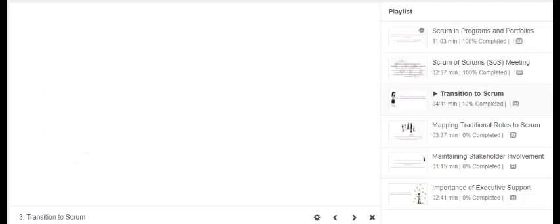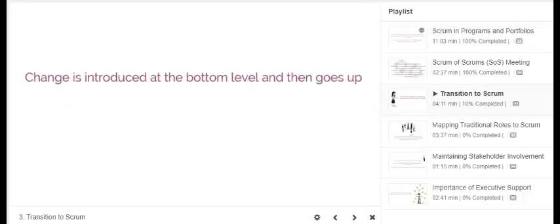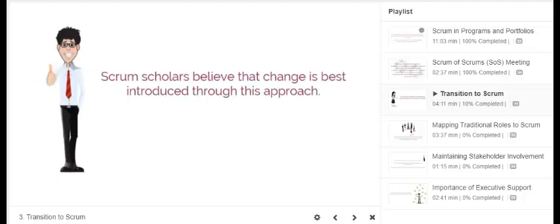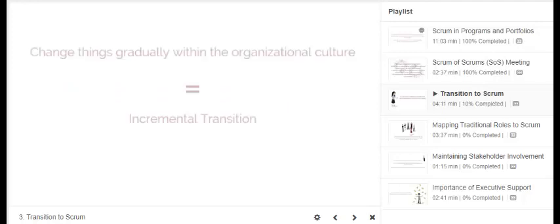Now let's take a look at the bottom-up approach to transition. This method also involves a lot of planning and preparation, and it is sometimes called the grassroots approach. Here, the change is introduced at the bottom level and then goes up. Most Scrum scholars believe that change is best introduced through this approach. However, it wouldn't be successful without support from middle and top management. There is also less control and coordination. Another possibility is to change things gradually within the organizational structure. Then the transition to Scrum will be incremental.